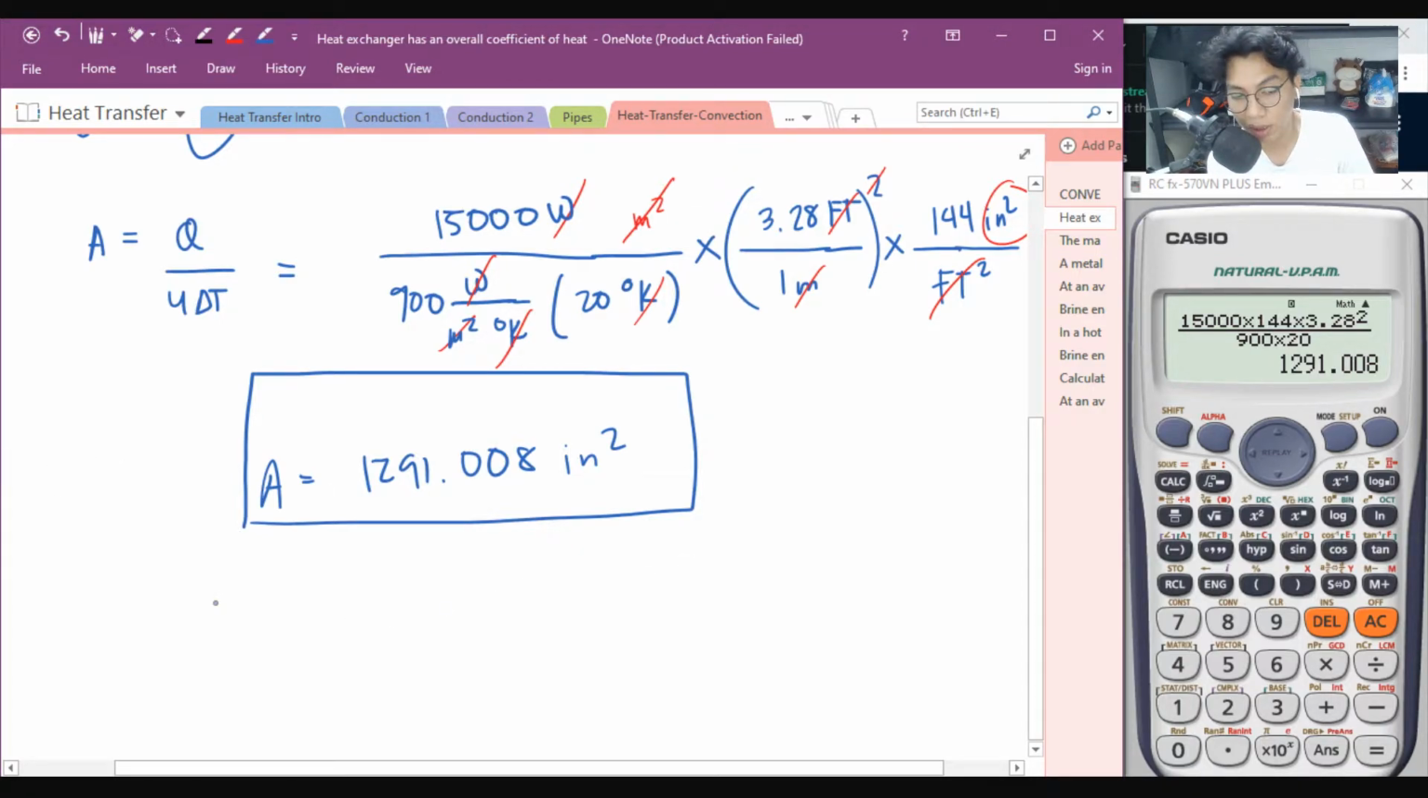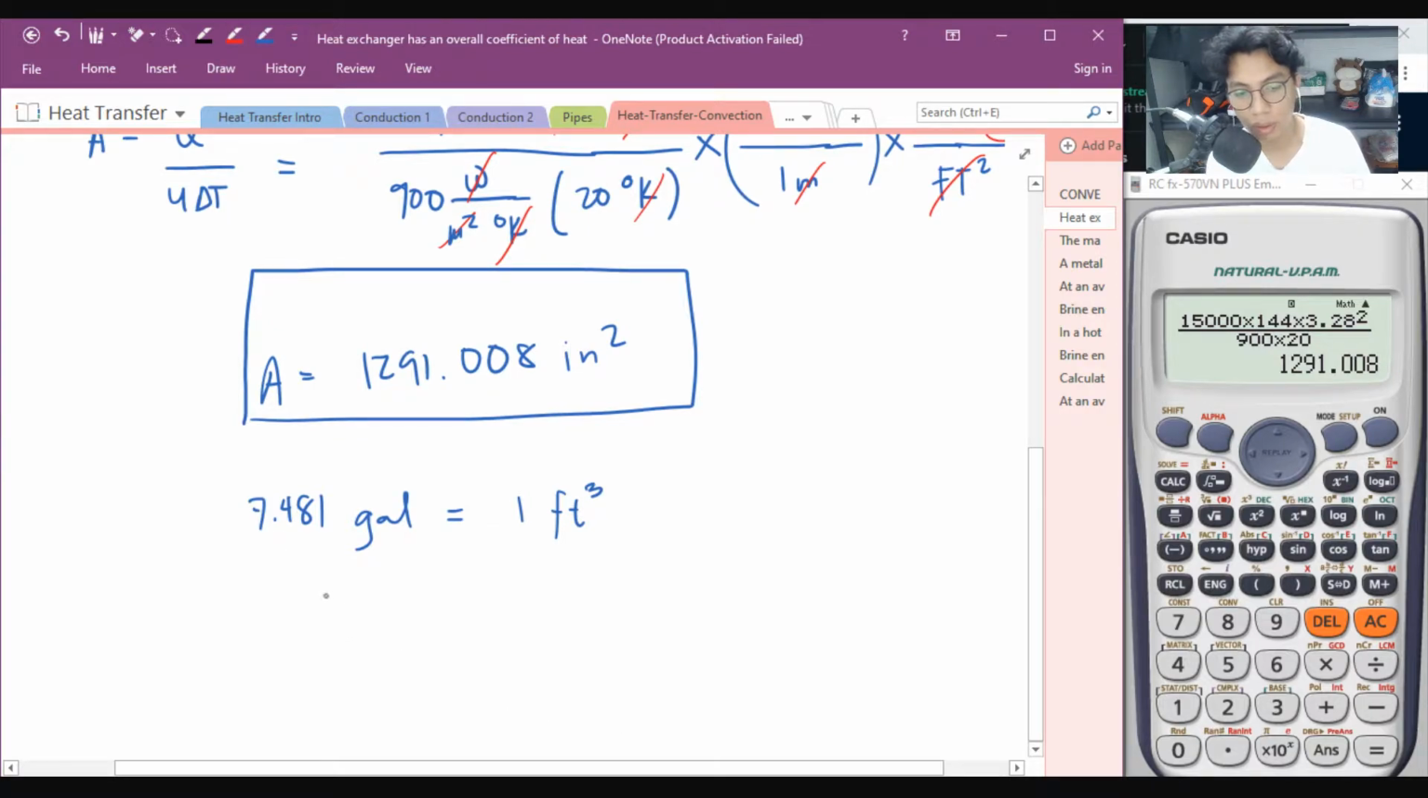So, dadating tayo sa convection, di ba? Convert natin to. You have the conversion ng gallon. You have 7.481 gallons. Equal yan sa 1 cubic feet. Okay? You have 3.785 liters in 1 gallon.